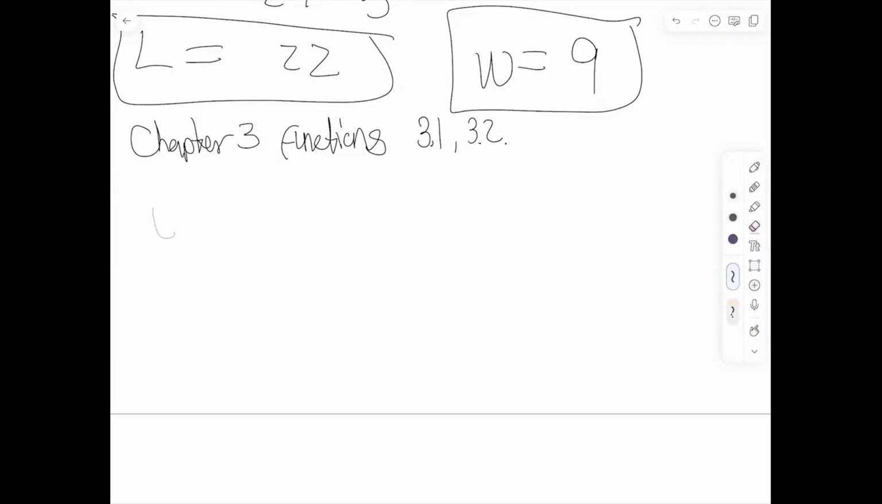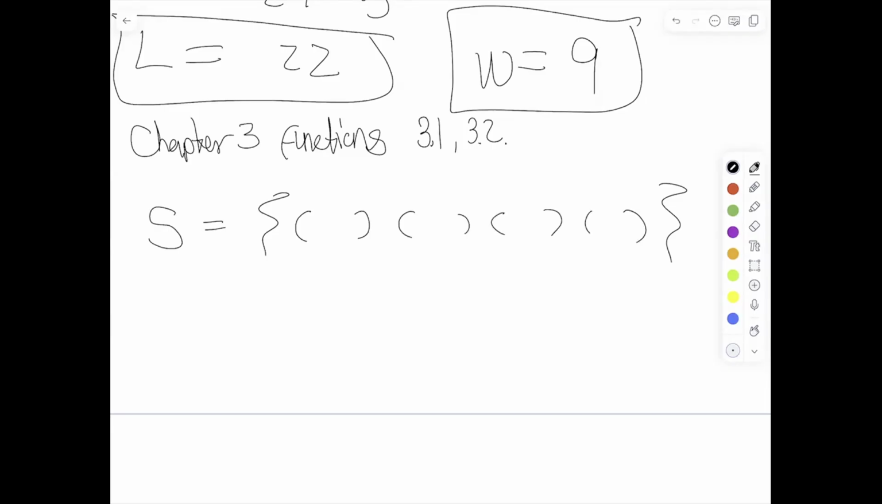These points, let's say the S set. So the S set has points. Everybody knows what points are, right? We've been talking about points for a long time now, right?